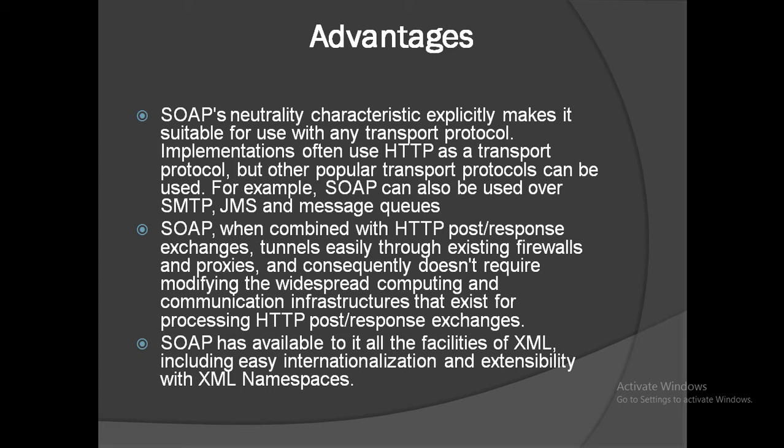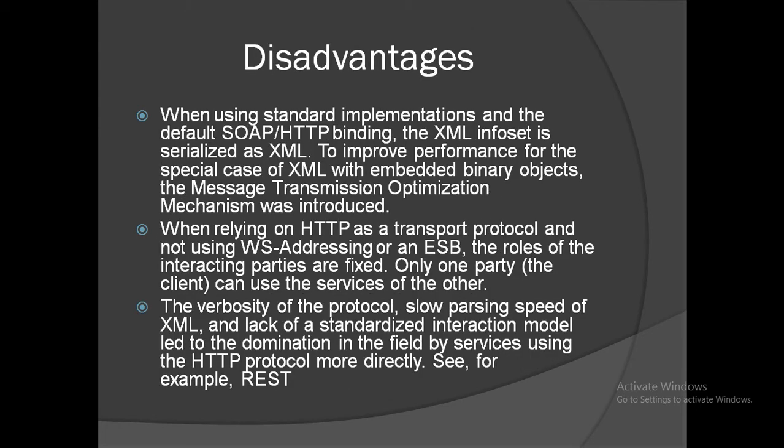SOAP has available to it all the facilities of XML, including easy internationalization and extensibility with XML namespaces. Disadvantages: when using the standard implementation and the default SOAP HTTP binding, the XML infoset is serialized as XML. To improve performance for the special case of XML with binary objects, the message transmission optimization mechanism was introduced.